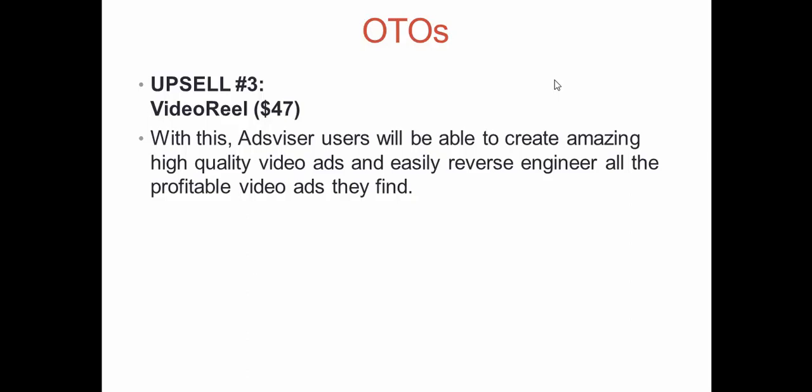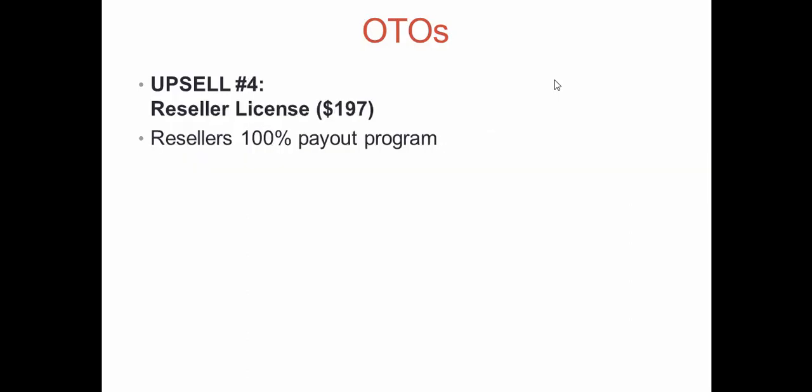And then finally, upsell 4 is the reseller license for the entire funnel, and that's for $197. For this you get 100% commission for the entire funnel. So you know how much time and effort and investment has gone into this funnel, and all of this can be yours for $197. You can go out and put it into any sort of campaign that you have. This is going to convert very, very well, and all of this for $197.